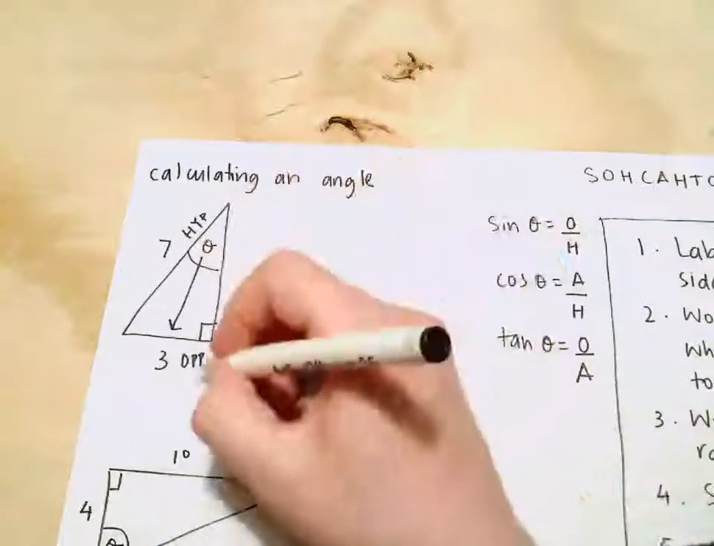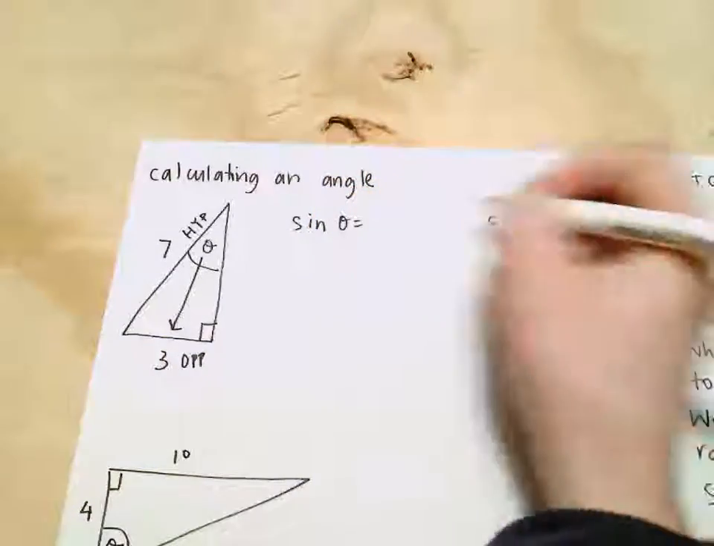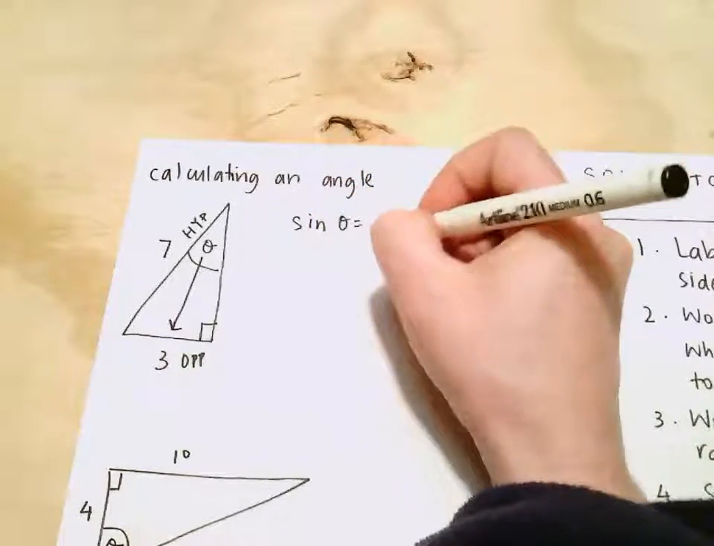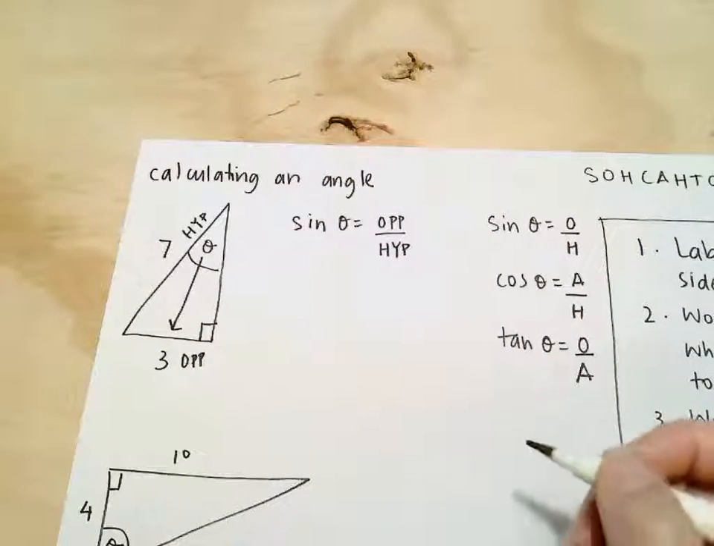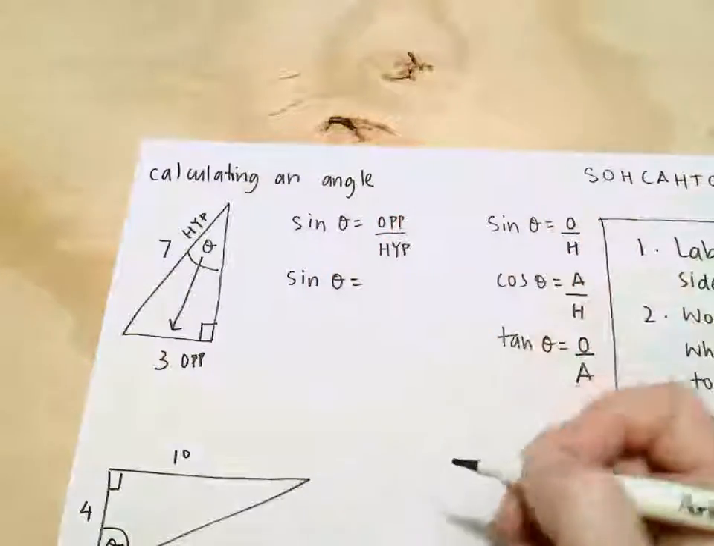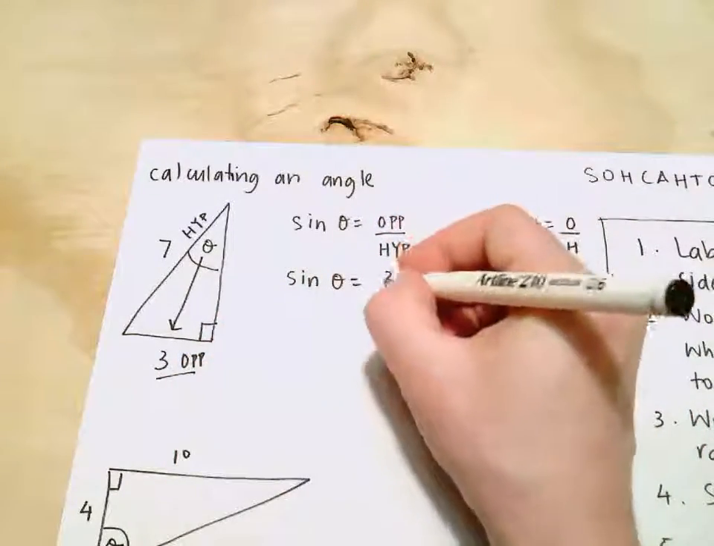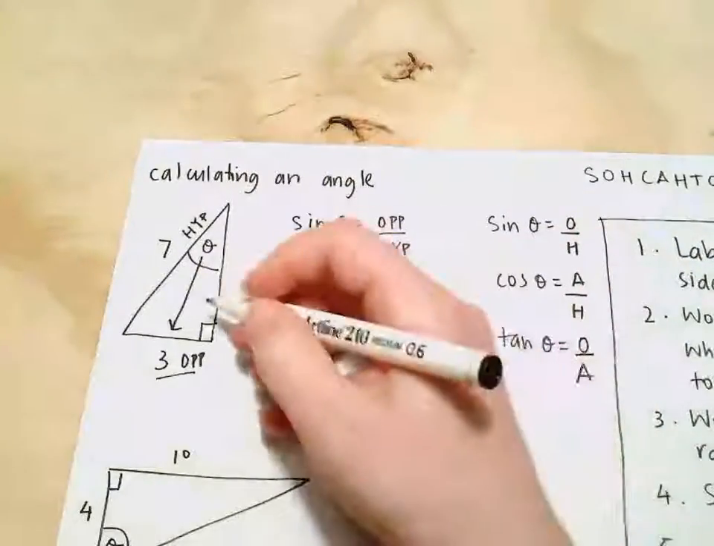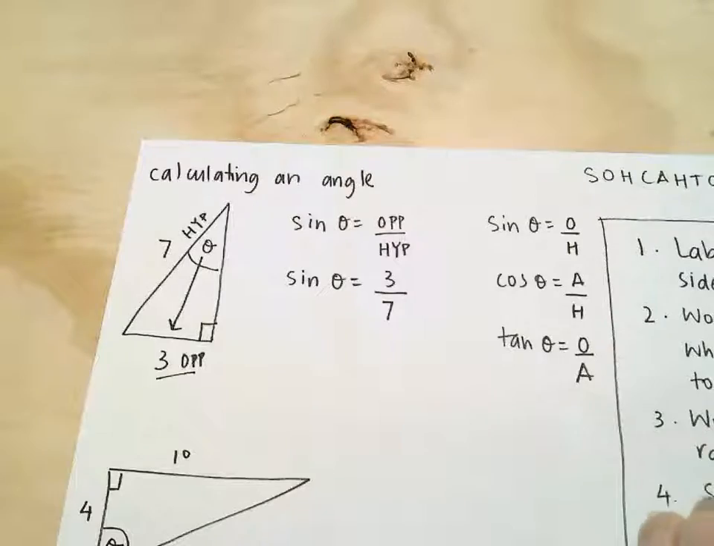So I've done steps 1 and 2, worked out which ratio to use. I'm going to write out the ratio and then substitute, step number 4. The ratio I just said was going to be sine, so I write out sine theta equals opposite over hypotenuse. Then I substitute in the values I know. I don't know anything about the angle, that's what I'm trying to work out, so that stays the same. But I know that my opposite side is 3, so I replace opposite with 3. I know that my hypotenuse is 7, so I'm going to write that in there.